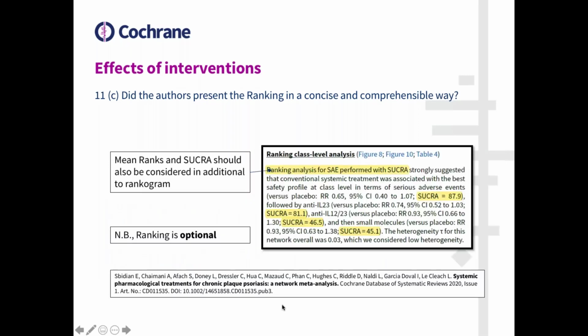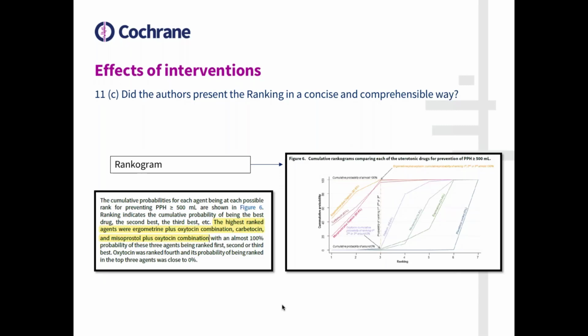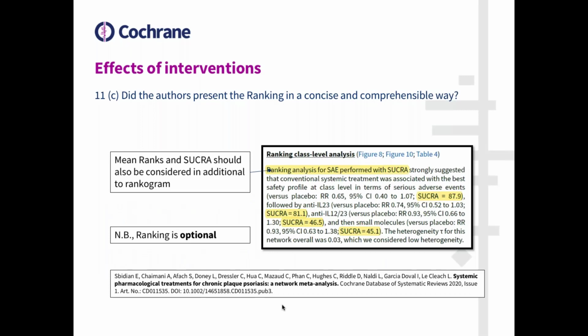An alternative to presenting a rankogram is to just summarize and describe the mean ranks and the SUCRA in the text of the review. SUCRA stands for surface under the cumulative ranking curve. Now again, there's a lot more detail on how to calculate and create all of this evidence and these analyses in other webinars and the handbook, so we're not going into details about that today. But basically, if authors have done ranking in a review, we want to see it presented either as a rankogram or as a series of mean ranks and SUCRA in the text.